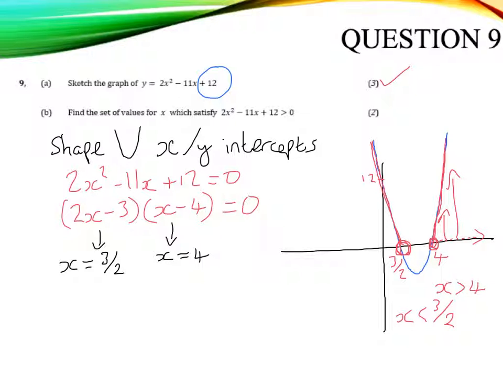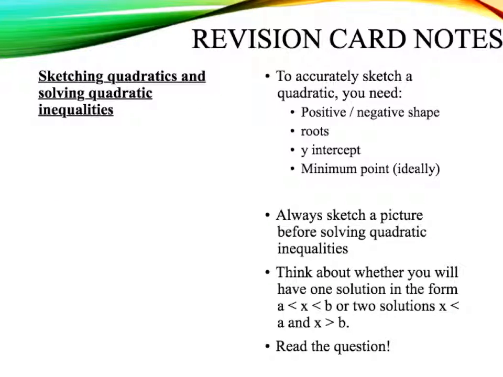So find the set of values for x. Well, there's actually two things that we need to write down for part B. So for part B, x is greater than 4 and x is less than 3 over 2. Don't try and put all that into one thing, because it will just look confusing. You're much better off writing it as two separate inequalities here.